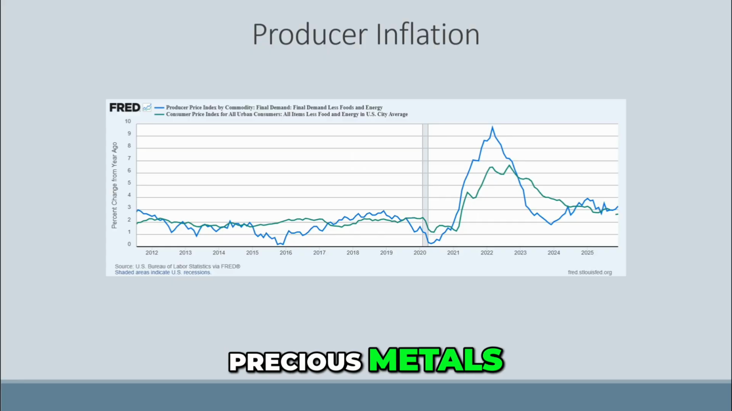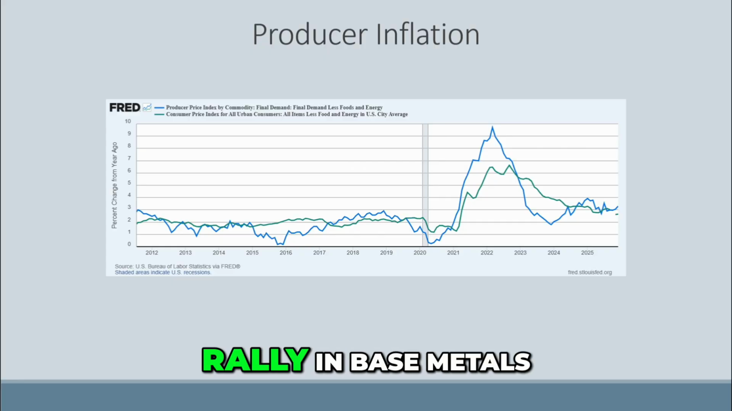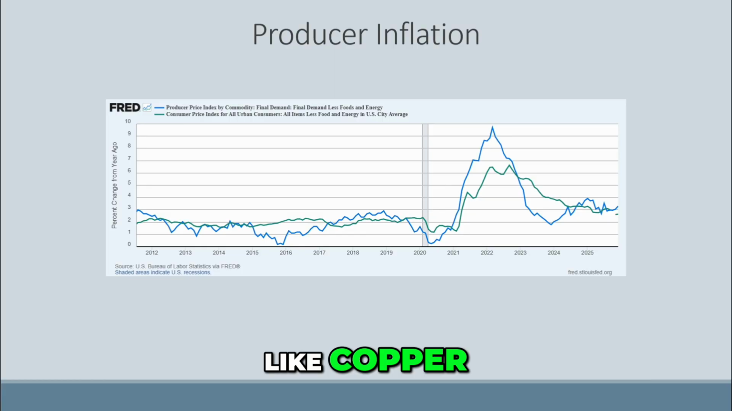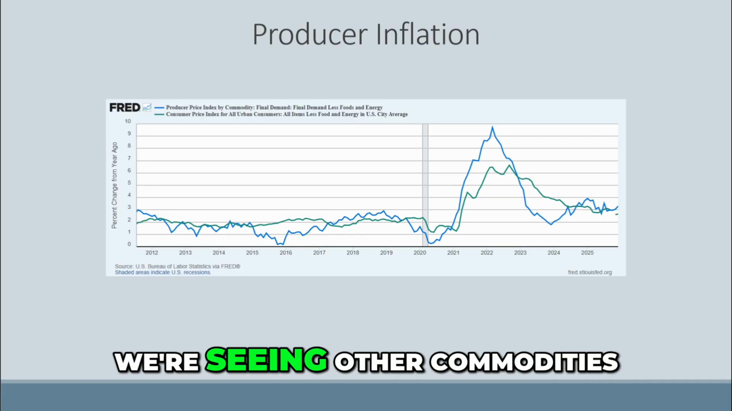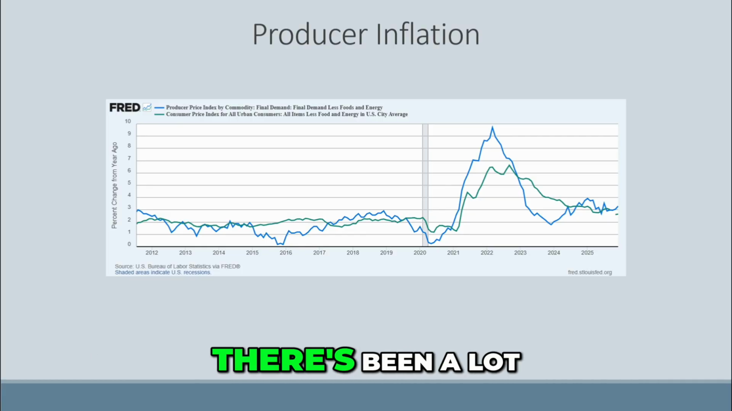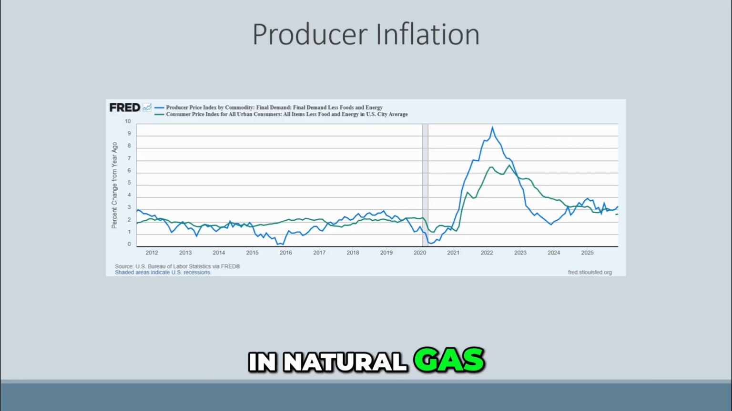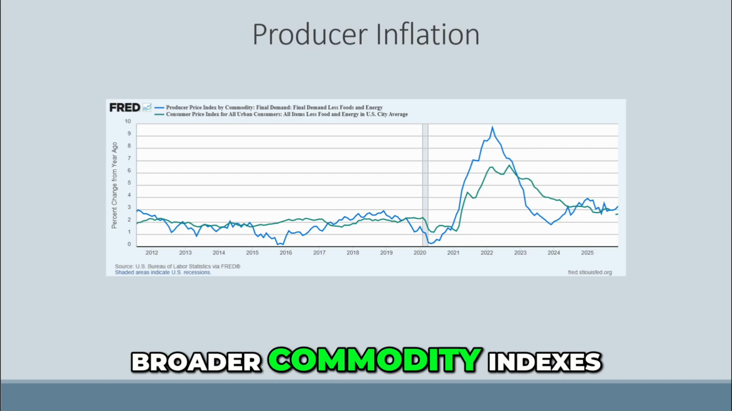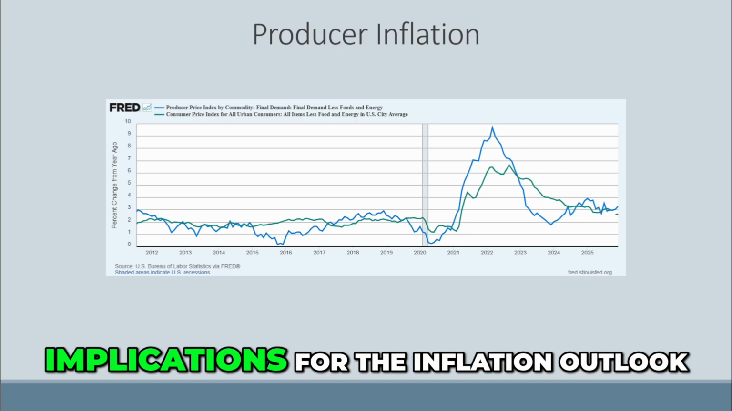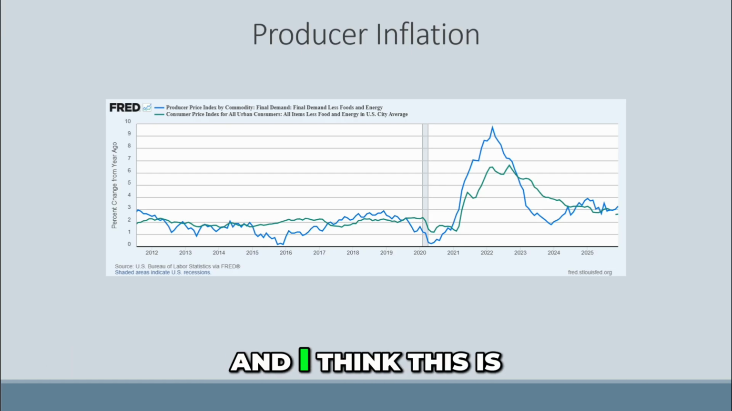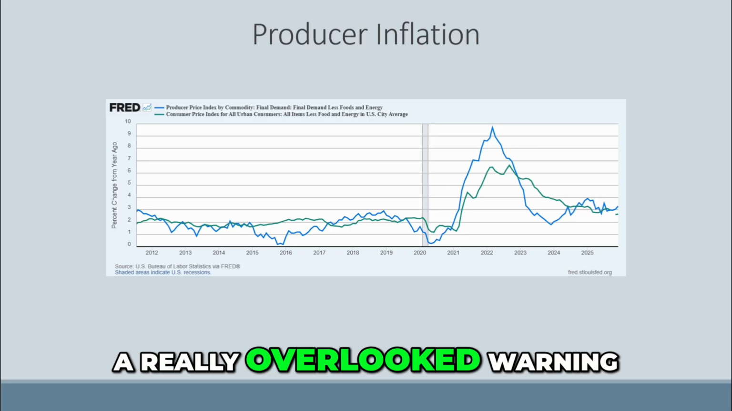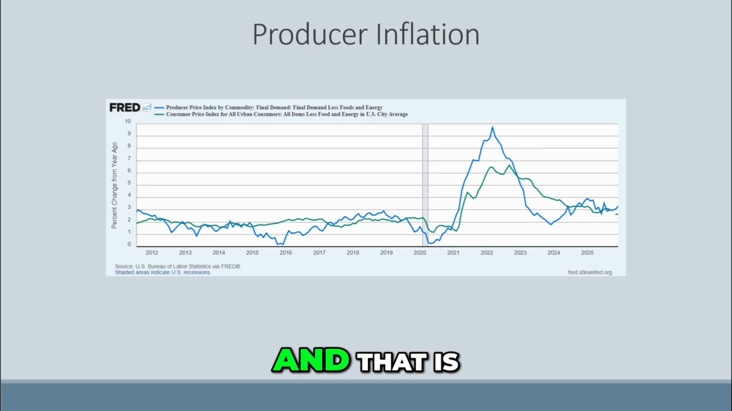So the surge in precious metals, we've had a big rally in base metals too, like copper. We're seeing record highs. We're seeing other commodities join that rally. There's been a lot of upside recently in oil and also specifically in natural gas. And that is helping to drive a key breakout in broader commodity indexes. But that has massive implications for the inflation outlook. And I think this is a really overlooked warning signal hitting the market recently.